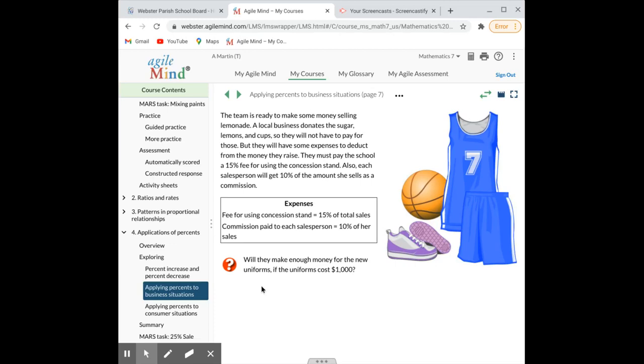All right, so today we are in topic 4, applications of percents in block 6. Our goal and objective today is that we can apply knowledge of percents to consumer situations such as tips, fees, and commissions. So the first thing that I want us to do is discuss the words that we were supposed to define.